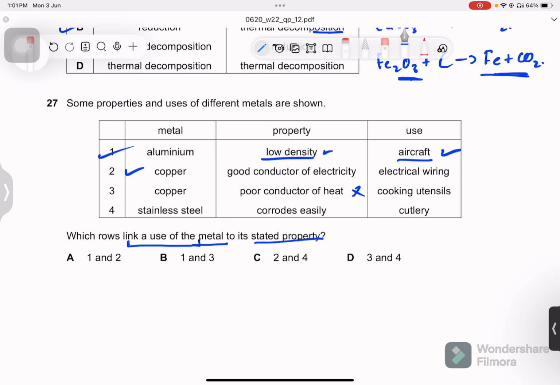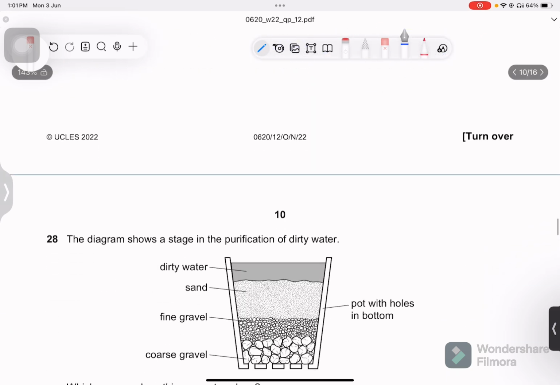Copper is a poor conductor of heat. This is false. Metals are good conductors of heat. Four, stainless steel does not corrode easily, that's why it is used in cutlery. So incorrect. It does not corrode easily. So one and two are correct, which is option A.